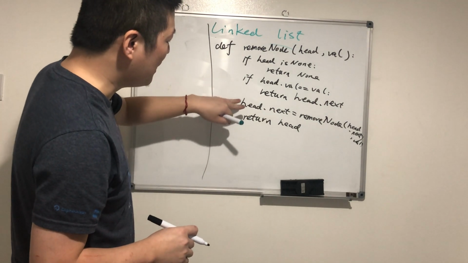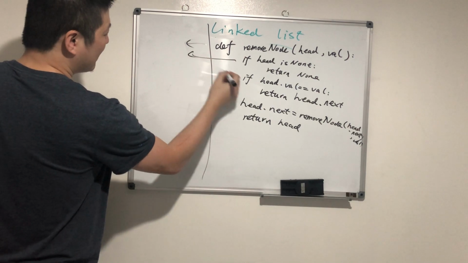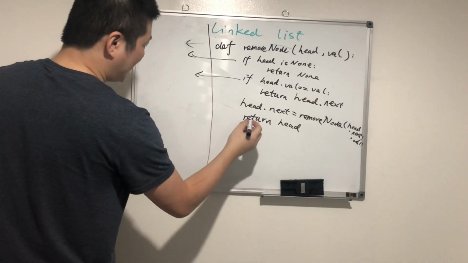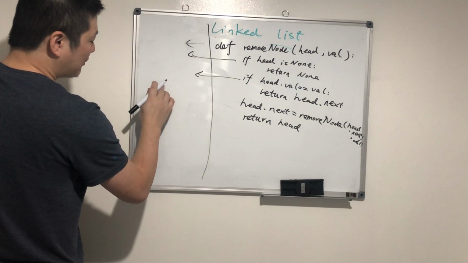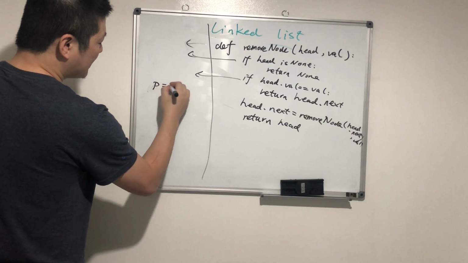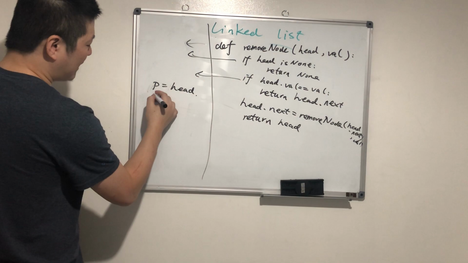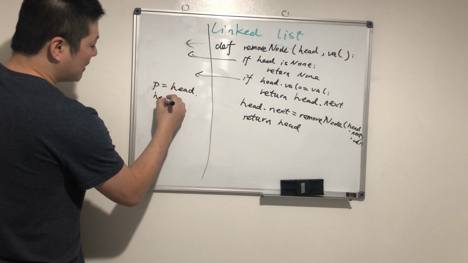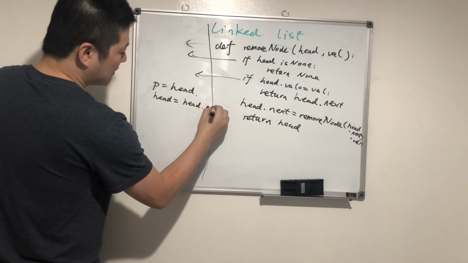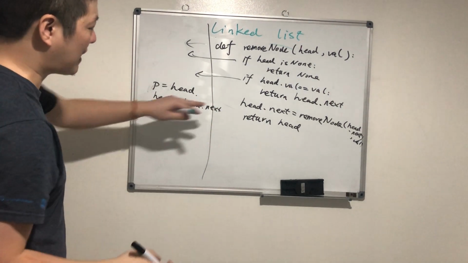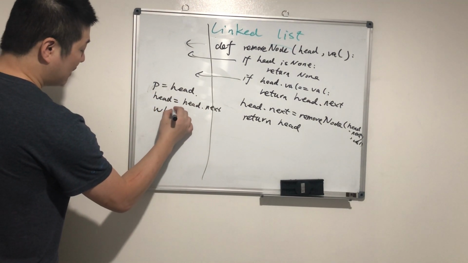Return head, okay? Now we can do this. Define, okay, I copy here. So now I have p equals head. Then head equals head dot next. Because currently the head is not the node we are looking for.